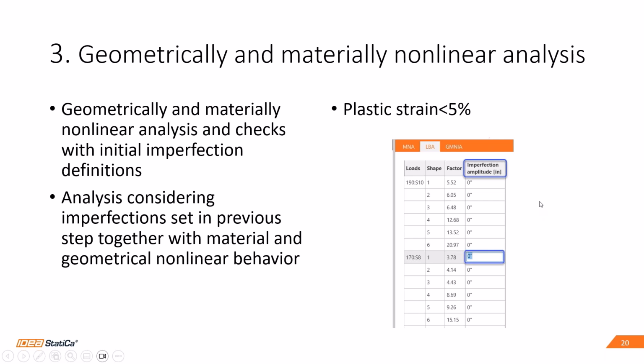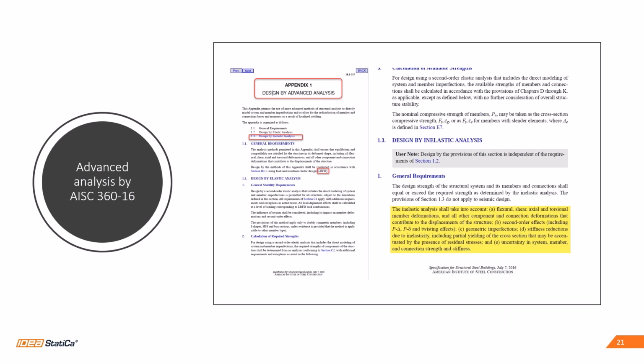So we have this advanced analysis in IDEA StatiCa Member. Normally, if you would like to run an analysis like that on a beam or a structure, you will need to use software like Abaqus or ANSYS to run a geometrical nonlinear analysis, and we have it here in IDEA Member. It is very easy to use. All right, now let's talk about what AISC says about advanced analysis. The portion that I am referring to is in Appendix 1. Let me just zoom in over here.